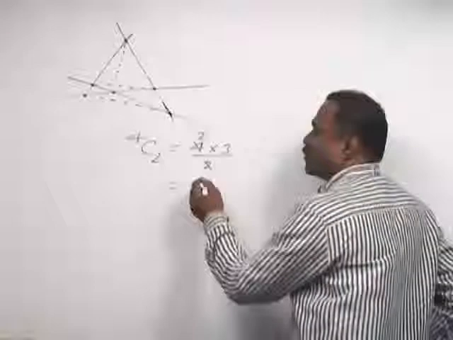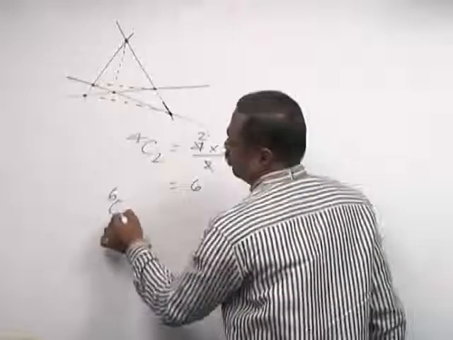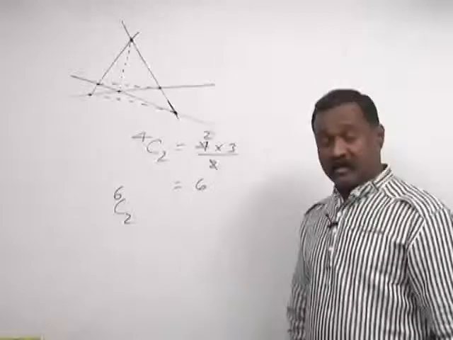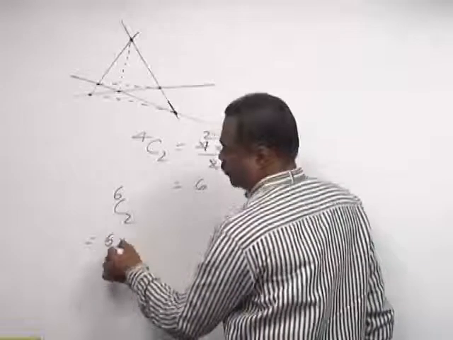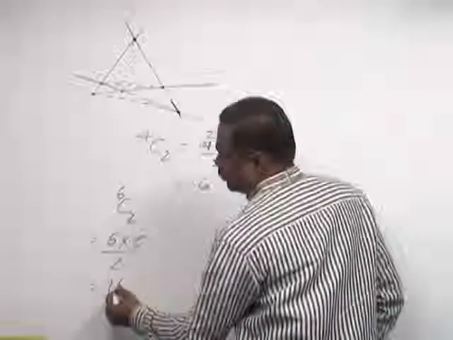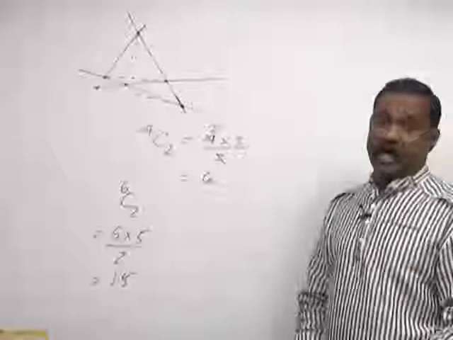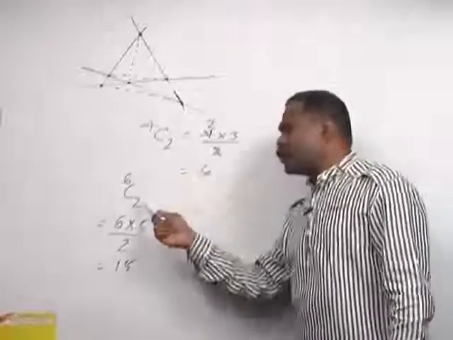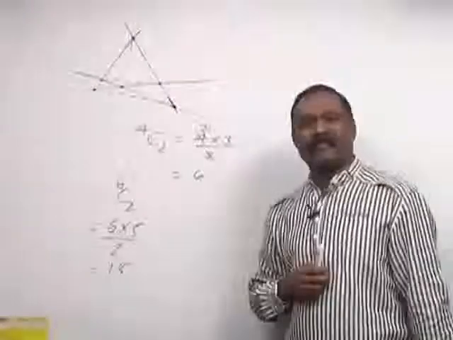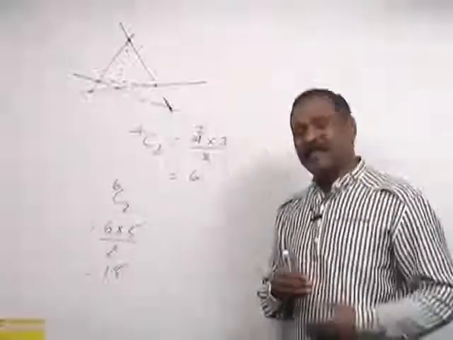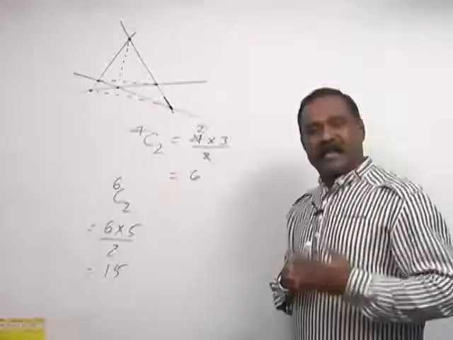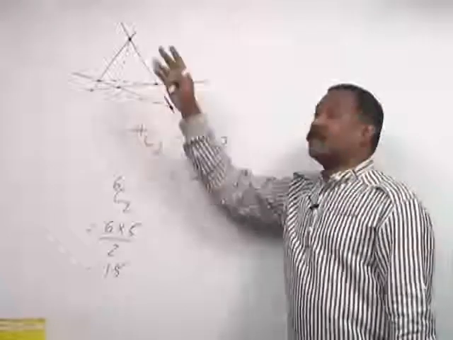So if I choose 2 from this one, 6C2, then I must get the fresh lines. Let me see whether I'm getting it or not. 6 into 5 upon 2, which is nothing but 15. If you choose the points of intersection 2 at a time, you're getting 15 here, but you have only 1, 2, 3 here. Only 3 there, but you're getting 15 here. That means you're counting something extra in this one. That extra is to be subtracted to get the exact answer.